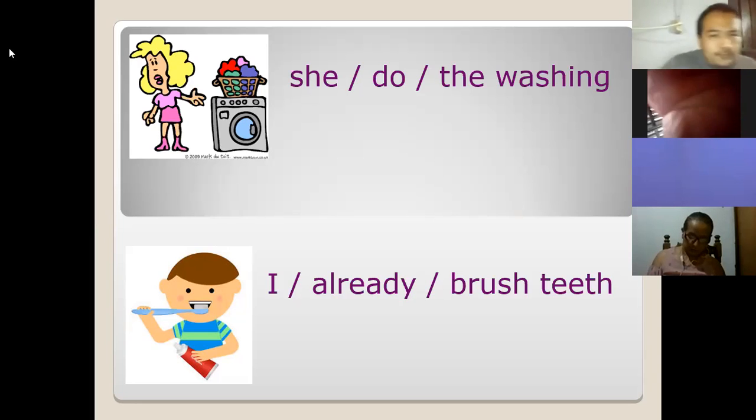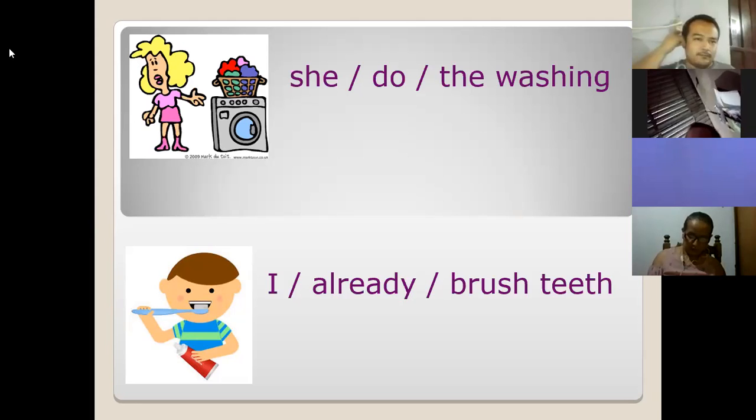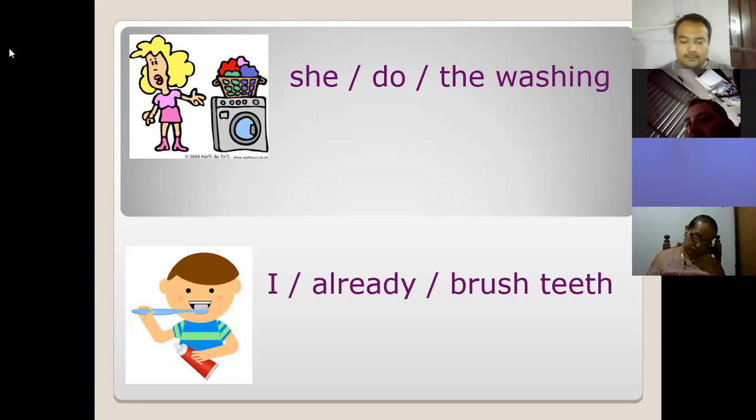¿Cuál sería el pasado participio de do? Did. No, it's a simple past. ¿Alguien nos ayuda con el past participle del do? Sin hacer trampa, no lo busquen. Done. Very good. Done. D-O-N-E. She has done the washing. Very good, Carlos. Okay. Number two.